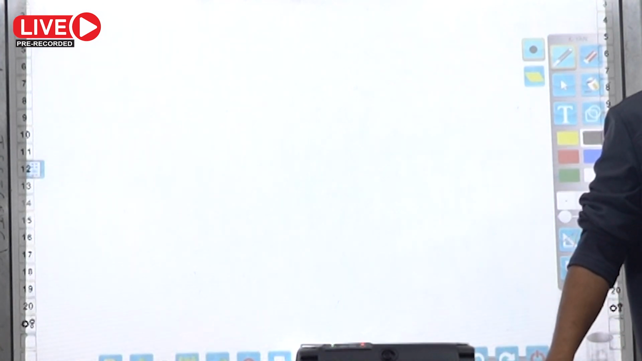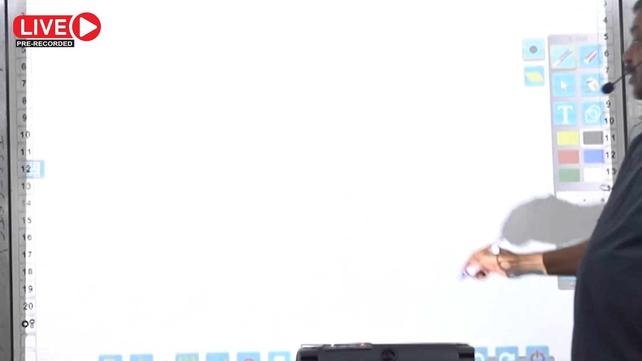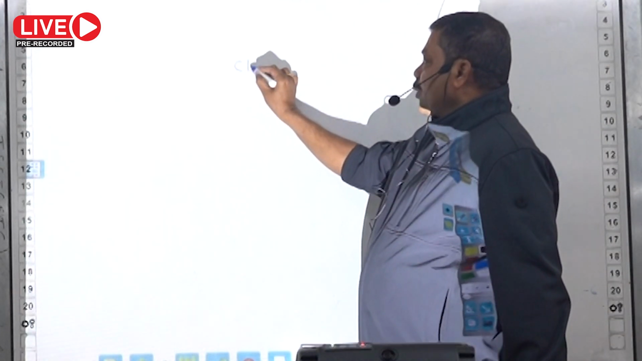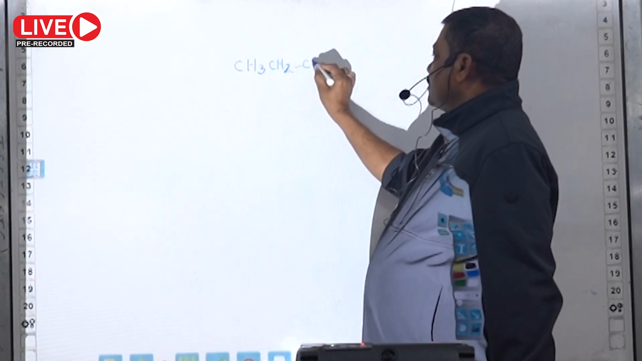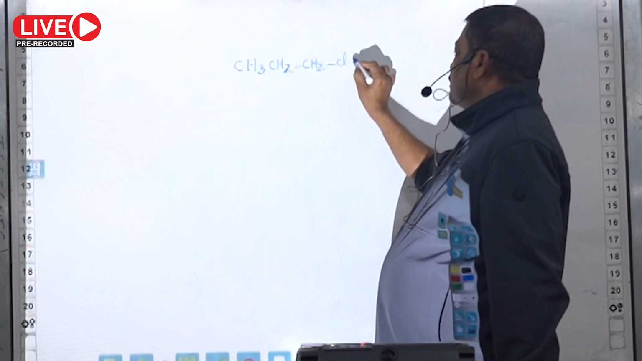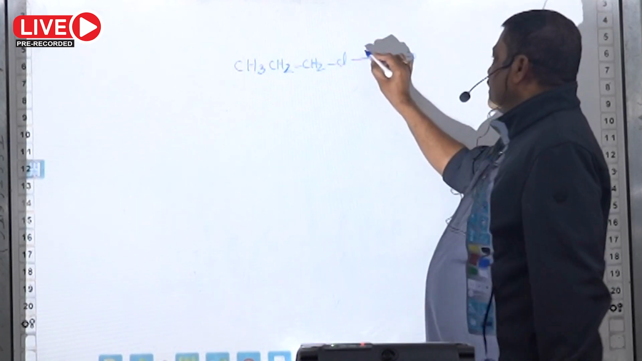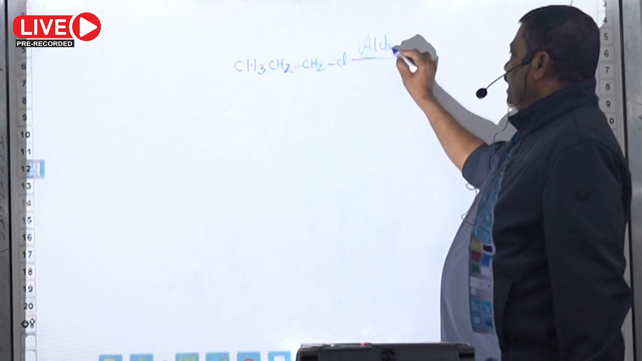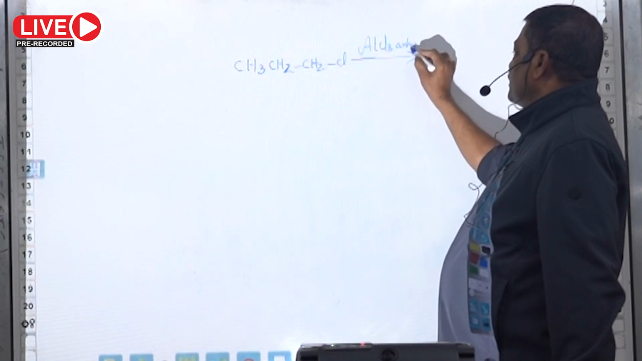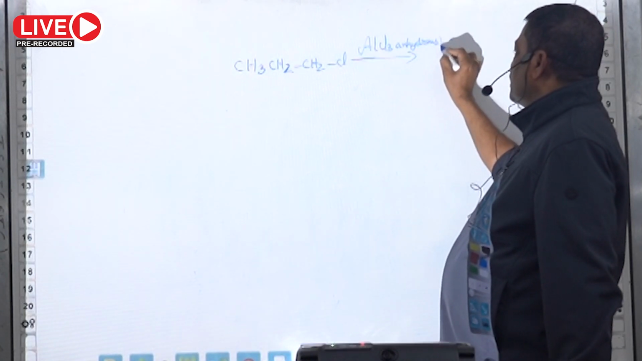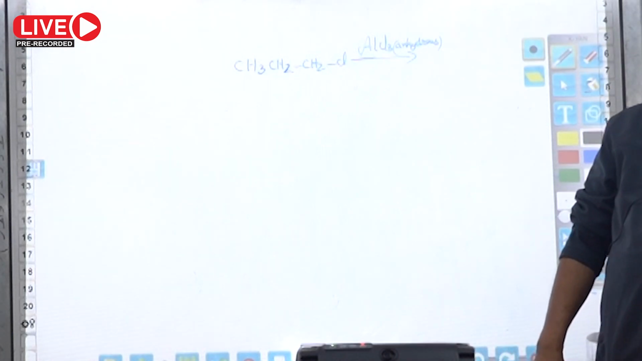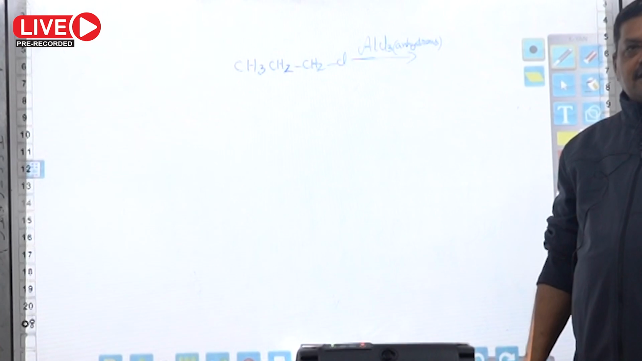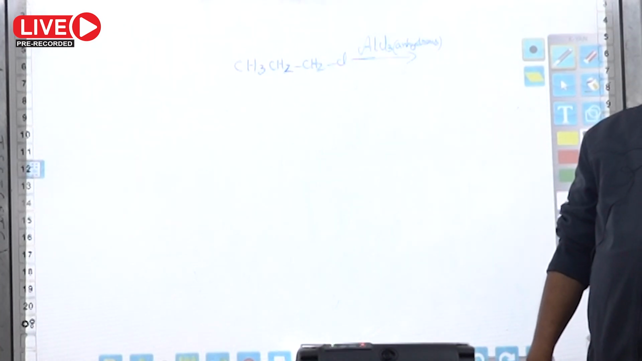Fifty-sixth question. They have taken benzene plus n-propyl chloride. This is treated with anhydrous aluminum chloride. What is the meaning of anhydrous? Without water. Why without water? Why not with water? It is good chemistry.